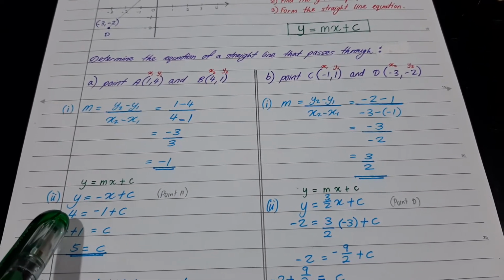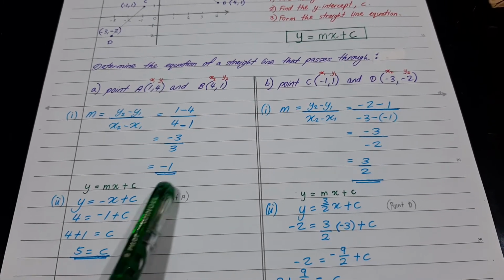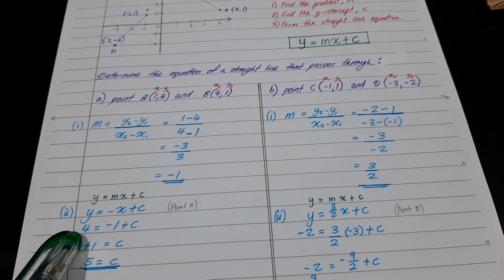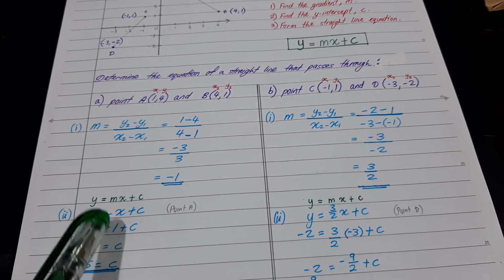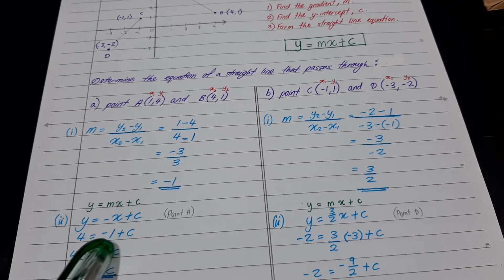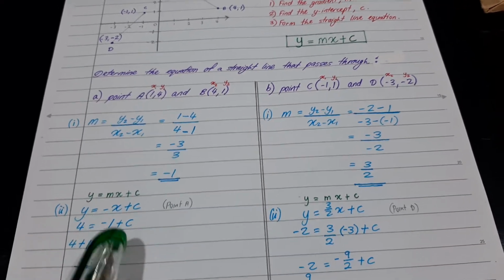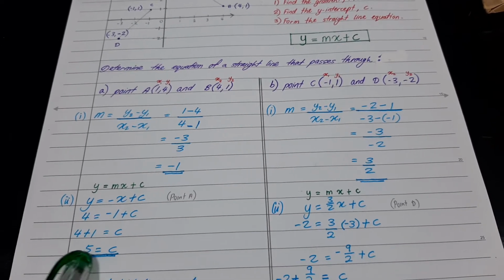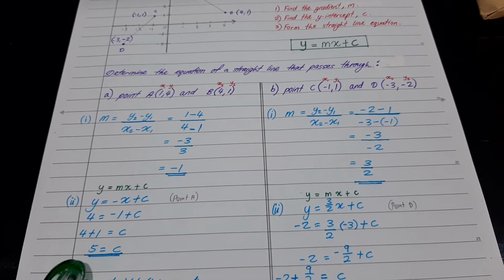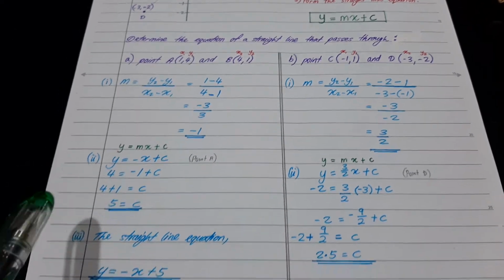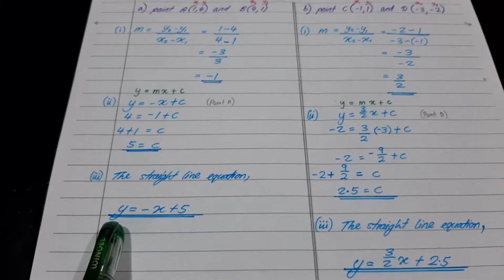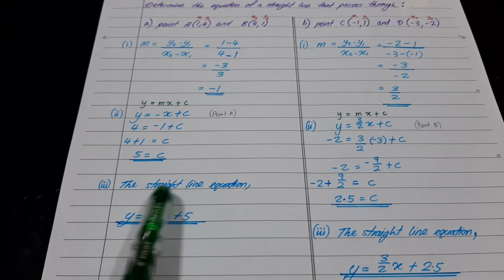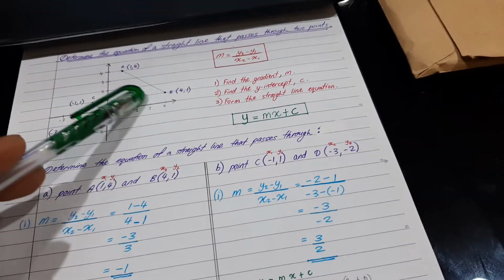Now substitute. I use the coordinates from point A. So the y value is 4, I substitute y with 4. The x value is 1. So 1 times negative 1 gives negative 1, plus c. The negative 1, you move to the left hand side and it becomes positive 1. So 4 plus 1, you get 5. So you know your y-intercept is 5. Now with this information, form your straight line equation: y equals negative x plus 5. This is your equation for this line.